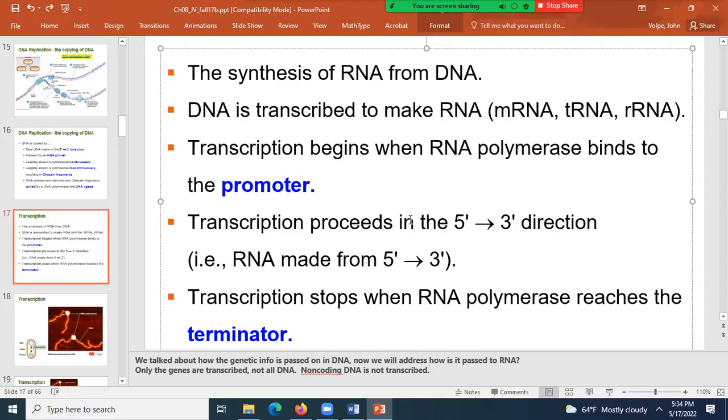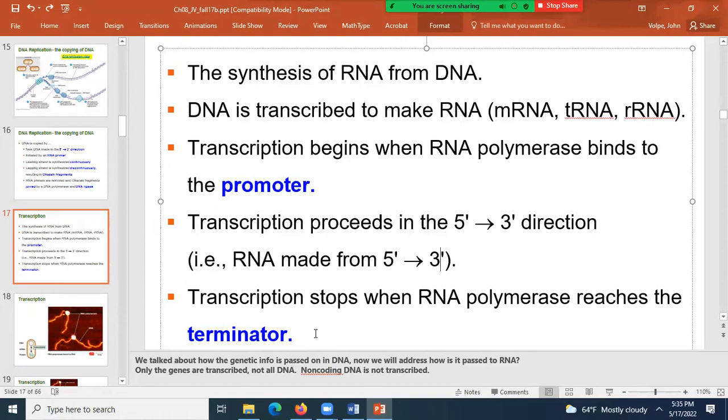Transcription then proceeds in the 5' to 3' direction. So actually, almost everything in DNA happens in the 5' to 3' direction, meaning RNA is made in the 5' to 3' direction. And then transcription stops when the RNA polymerase reaches the terminator. A terminator is a region of DNA after the gene, and what it does is it codes for the RNA polymerase to fall off of the DNA, and that stops transcription. Any question about any of that?